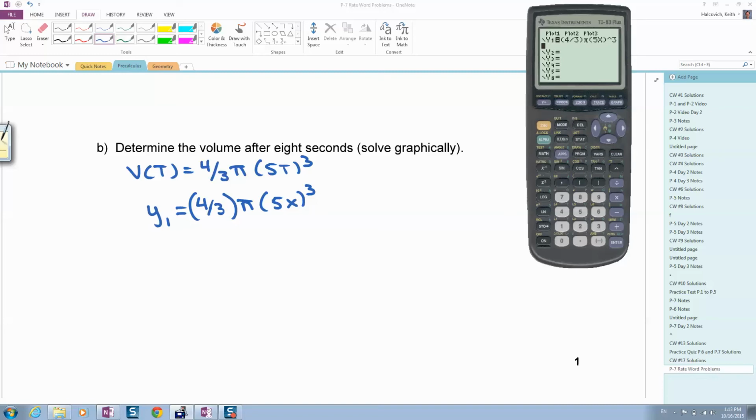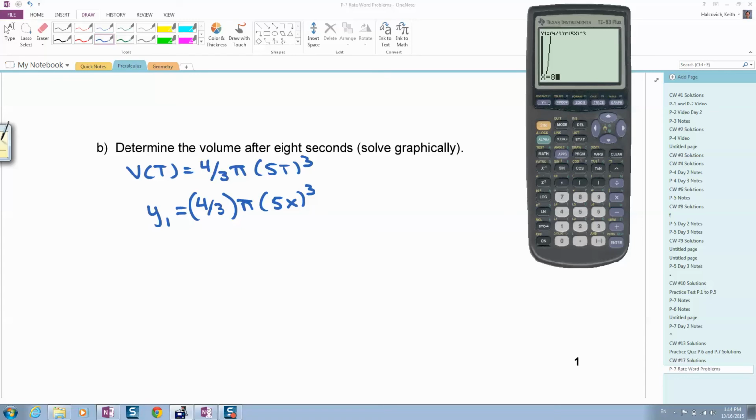Then for your window, remember, we're talking about the volume of a sphere with relation to time. So 0 is going to be the minimum. And then for the volume, the y minimum will be 0. Let's make the y maximum, because we don't know what the volume is, let's try 1,000 and see what happens. So when we graph it, notice that we don't get what it is, because if we go to trace after 8 seconds, notice it doesn't show us.